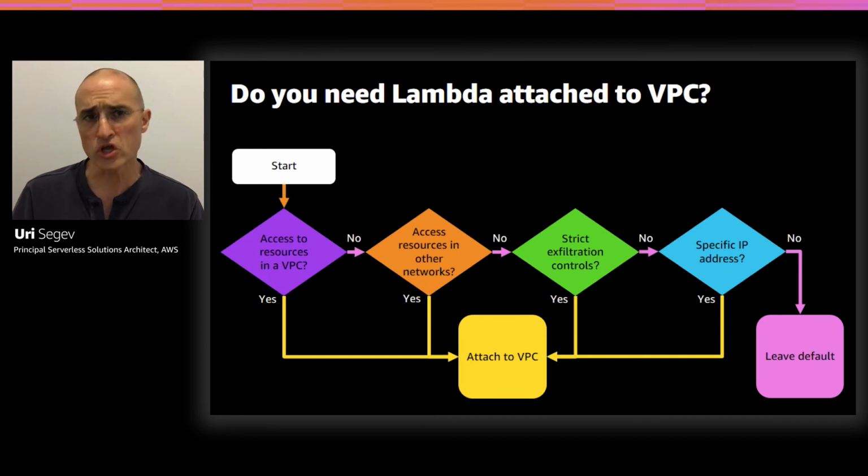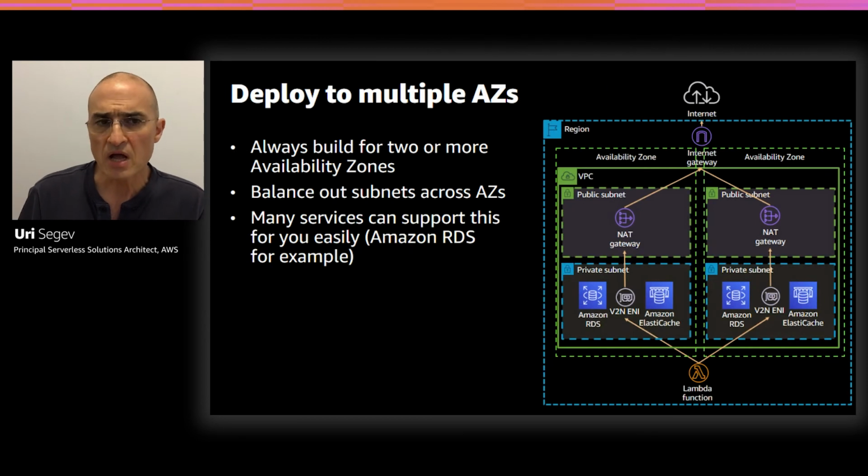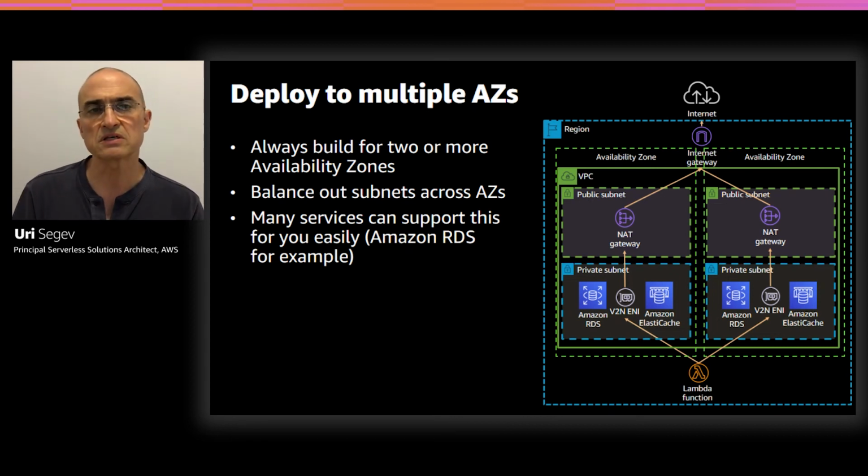In all those cases, please go ahead, attach your function to the VPC. In the other cases, leave your function as a default function accessing the public internet. Lambda, as any other serverless service, utilizes multiple availability zones. It's highly available. It runs on multiple availability zones.